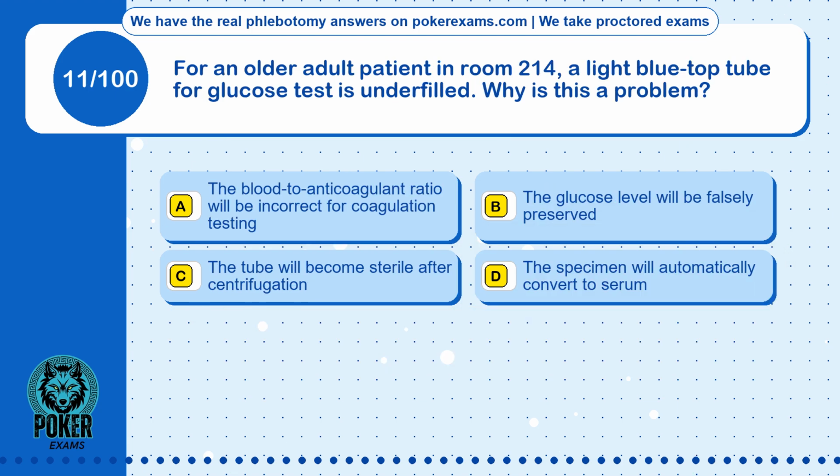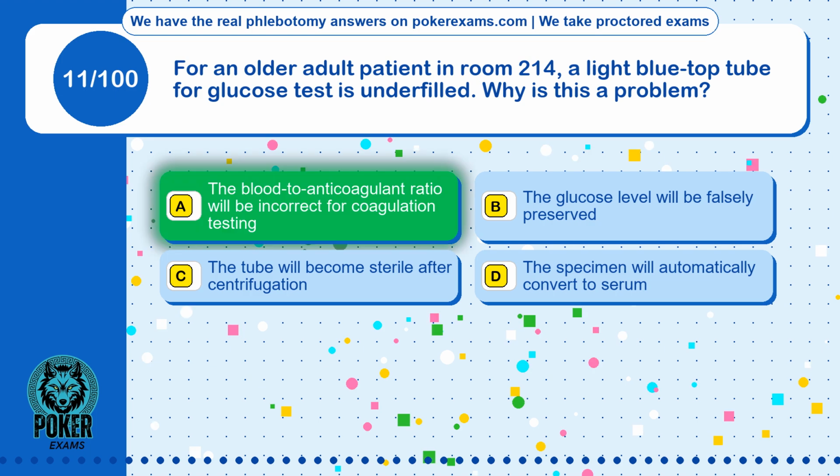Question 11. For an older adult patient in room 214, a light blue top tube for glucose test is underfilled. Why is this a problem? Option A. The blood to anticoagulant ratio will be incorrect for coagulation testing. Option B. The glucose level will be falsely preserved. Option C. The tube will become sterile after centrifugation. Option D. The specimen will automatically convert to serum.